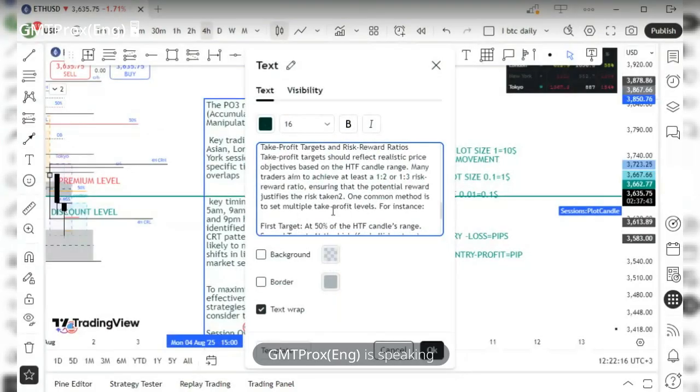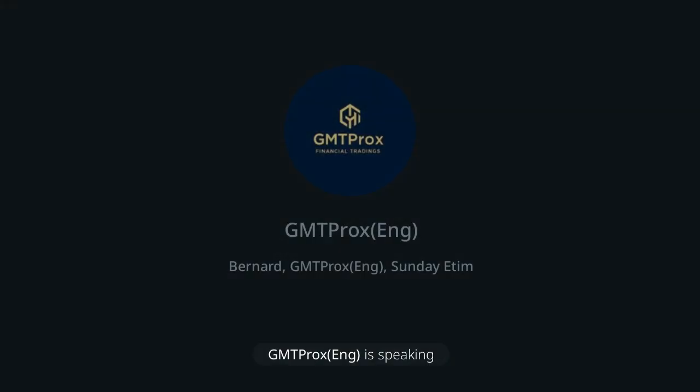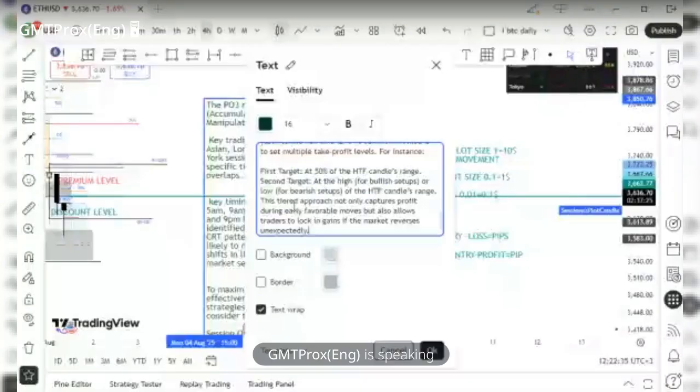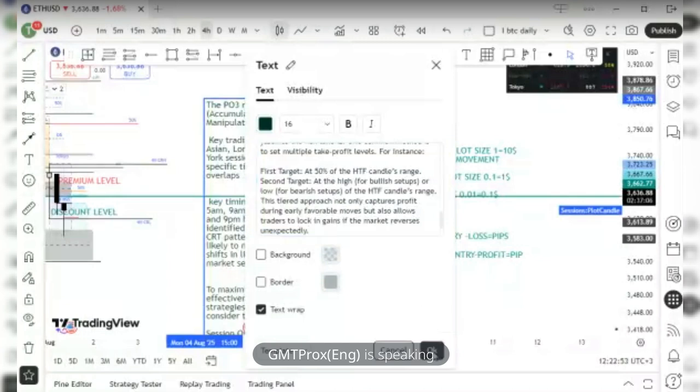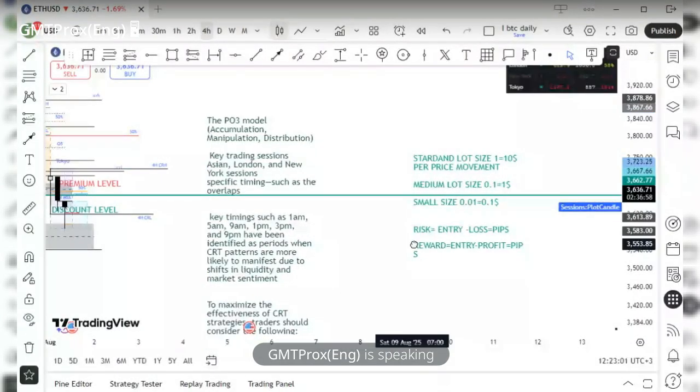For instance, first target at 50% of the higher time frame candle's range. Second target, the high for bullish setups or low for bearish setups of the higher time frame candle's range. This tiered approach not only captures profit during every favorable move, but also allows you to lock in gains. You have to lock the gain if the market reverses unexpectedly. Anything can happen in the market, even if you have the best strategy. But you should always be ready for how much you are willing to lose. That's the most important thing.